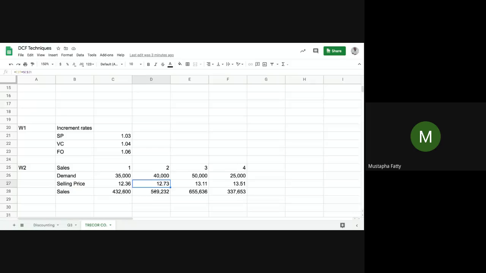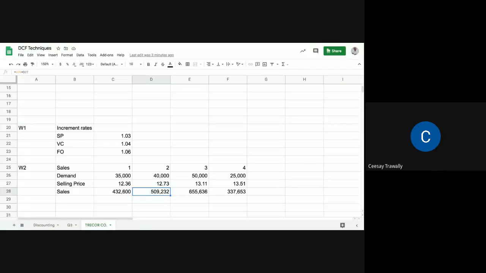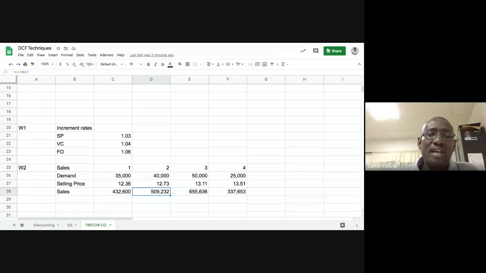Mr. Fofana, what if you are multiplying it direct? Because when you multiply direct for year 2, you will not get 509.509232. You'll get less than that. You'll get 509,200. Exactly. So that is if you take the 40,000 multiplied by the 12.73. So we can do it that way. That's the way you're going to do it with the calculator.